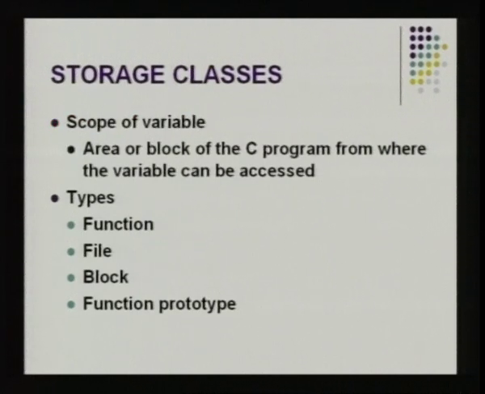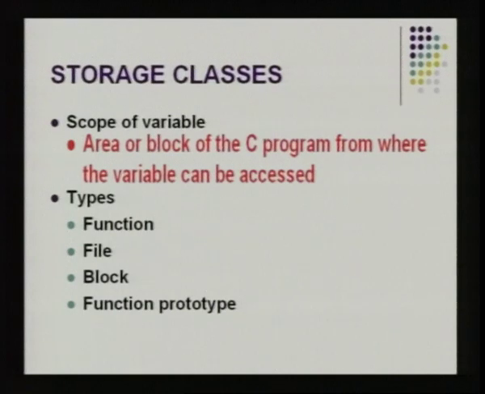The scope of a variable is defined as the area or block or part or subset of the C program from where a variable can be accessed. When you wish to access a variable, you should be in a position to identify whether in this particular set of statements you can access this variable, or whether you cannot see this variable from this function. The place where the variable is active or visible or accessible is called the scope of the variable.